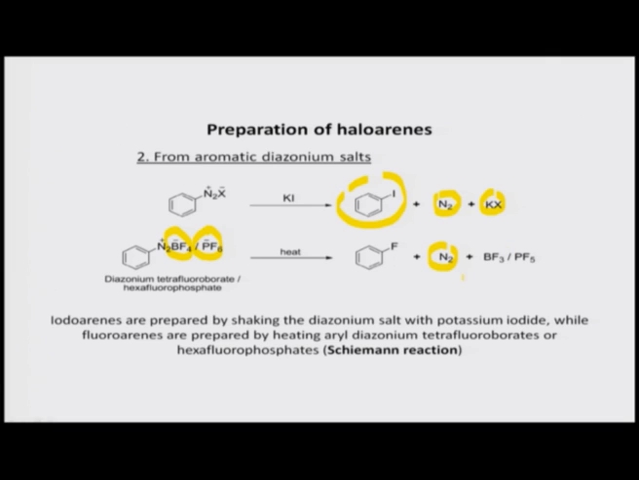The byproducts that are formed will be the nitrogen molecule plus BF3 or PF5, depending on which salt we started with. So, this method, as you can see, is quite efficient in the fact that it can be used for the preparation of both iodo and fluoro arenes, unlike some of the other methods which are limited to the synthesis of chloro or bromo compounds.